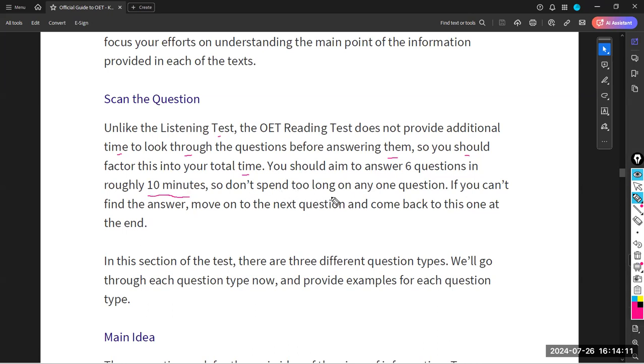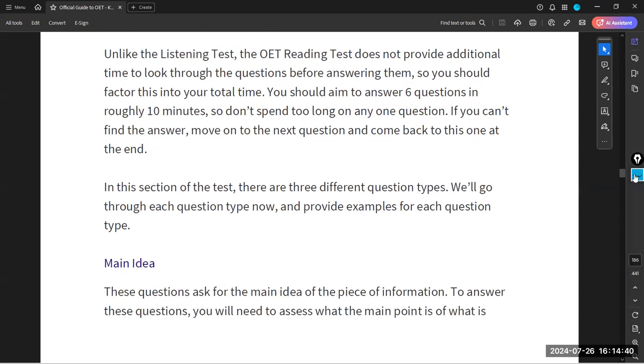So don't spend too long on a certain question. If you can't find the answer, please move on to the next question. When you finish, if there is time at the end, you can go back to that question and write an answer. If you can't find the correct answer, write your guess, but please don't leave the answer blank, because maybe your guess is going to be correct and you will get a mark.